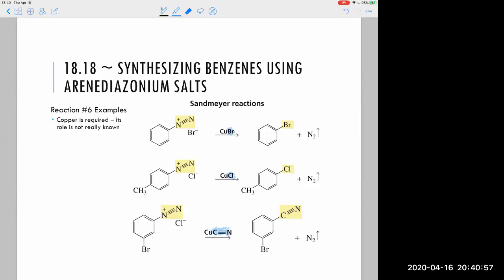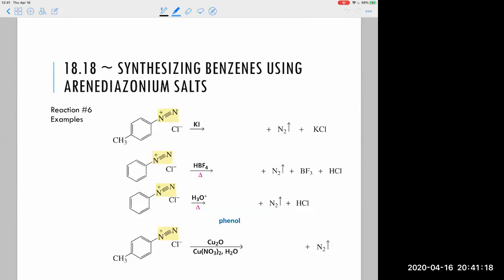The good news is you don't have the same problem of having to worry about ortho-para or meta-directing types of things, because you're always substituting out that diazonium group. So wherever that was, that's what's going to be replaced. You don't have to worry about directors in these types of reactions. All right, also if you wanted to add iodine, you could use potassium iodide. For fluorine, you actually have to use this borofluoride.